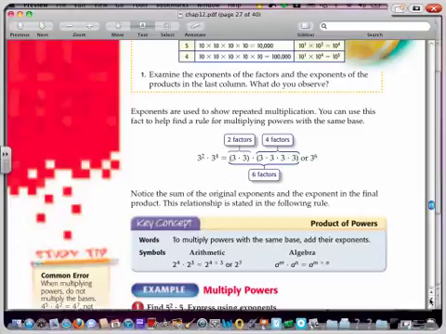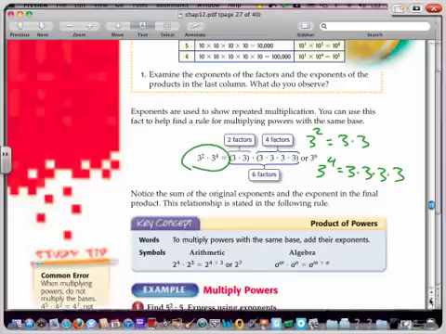So, if we have 3 squared, that meant 3 times 3. Or if I have 3 to the 4th, that meant 3 times 3 times 3 times 3. So what we want to do now is talk about, well, what happens if I multiply those terms together? So here's my first term, 3 times 3. Here's my second term, 3 times 3 times 3 times 3. Altogether, there are 6 3's. So 3 to the second times 3 to the 4th gives me 3 to the 6th.